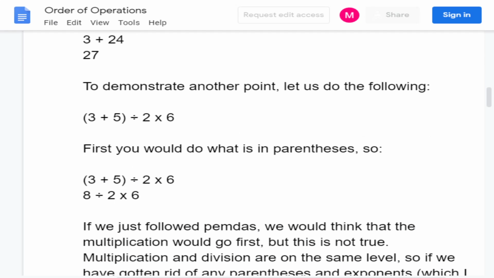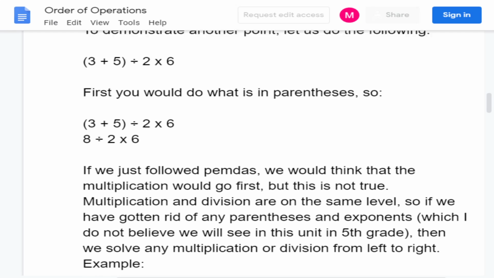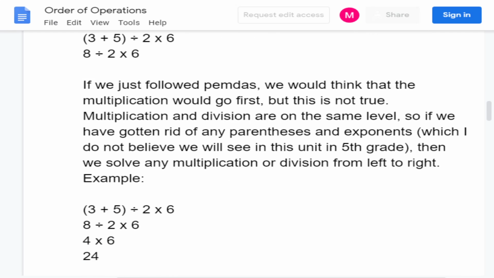To demonstrate another point, let us do the following: (3 plus 5) divided by 2 times 6. First you would do what is in the parentheses. So 3 plus 5 in the parentheses equals 8. And then it would be 8 divided by 2 times 6. Now, if we just followed PEMDAS, we would think that multiplication would go first, but this is not true.